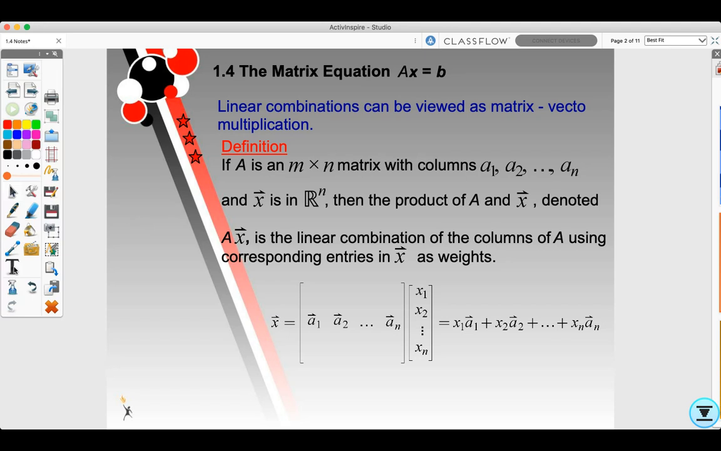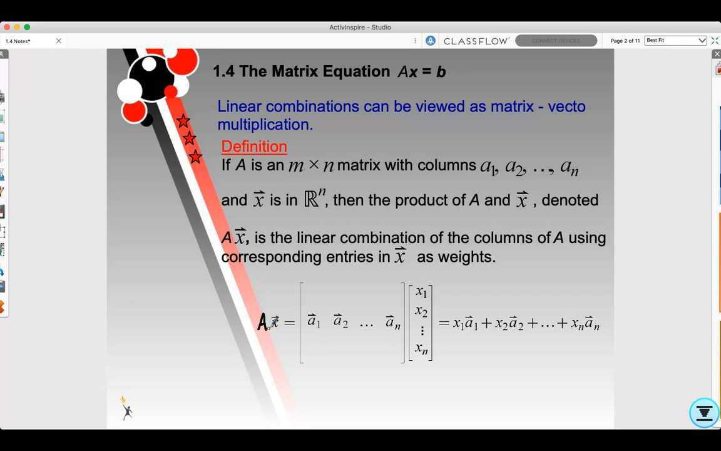And there is just one A missing right here. So make sure this should be A times X equals, here you have your columns of A, your weights of X, and then it would be A1 times X1, A2 times X2.